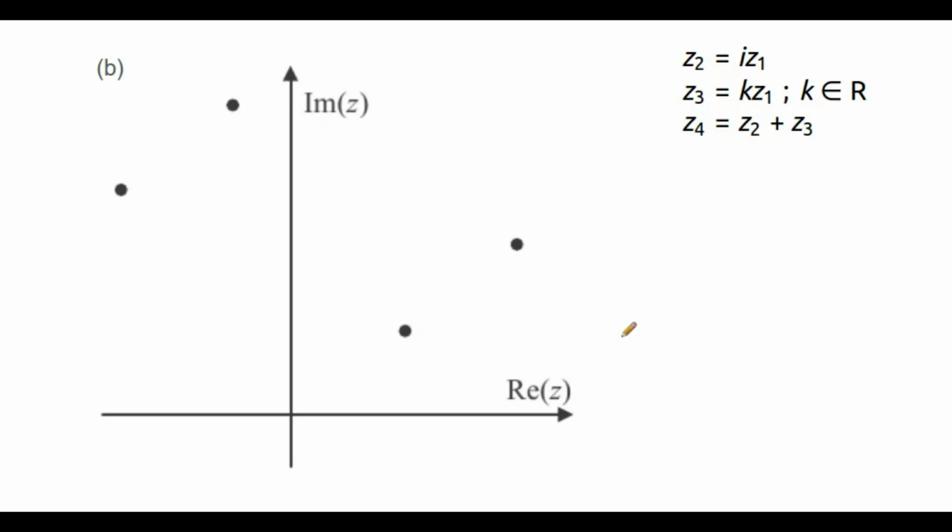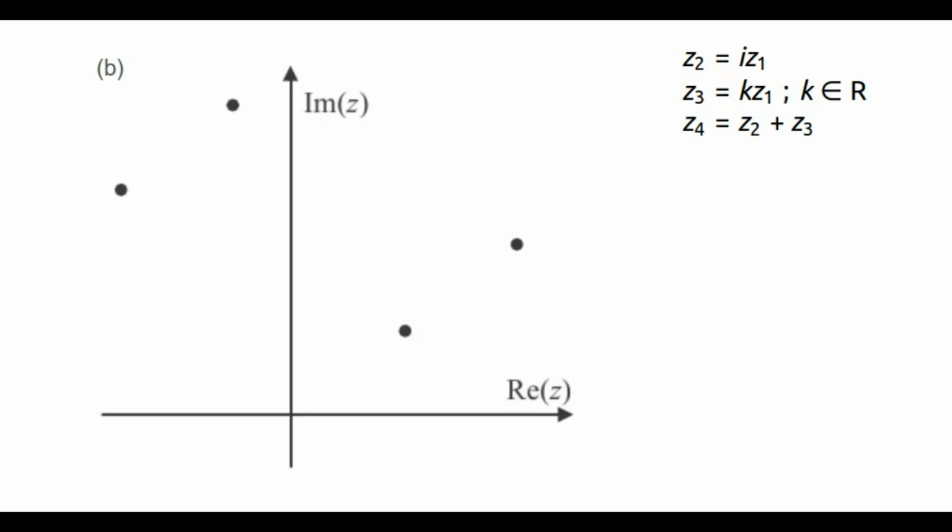This is what you're given in part B then. This diagram here with 4 points. You're told that they are z1, z2, z3 and z4, and they're all complex numbers, which makes sense given that we have a real axis and an imaginary axis. You're also given these 3 bits of information here. z2 is equal to i times z1, z3 is equal to k times z1, where k is a real number, and z4 is equal to z2 plus z3.